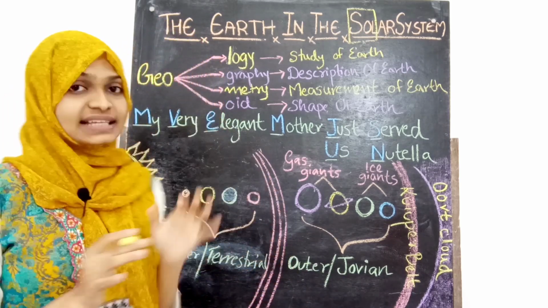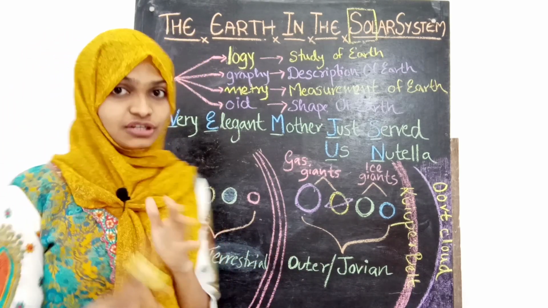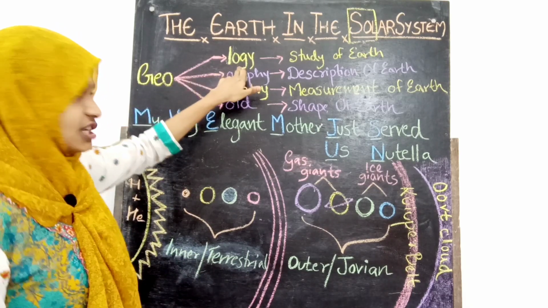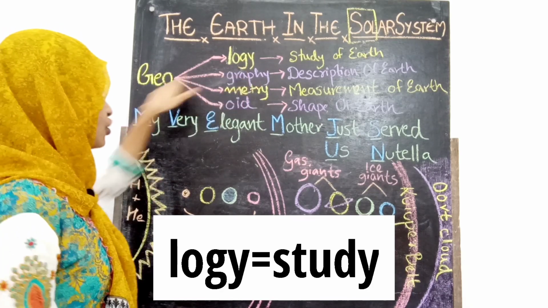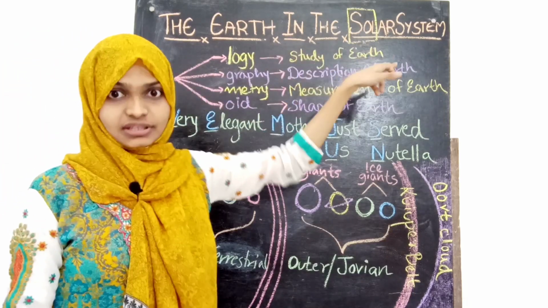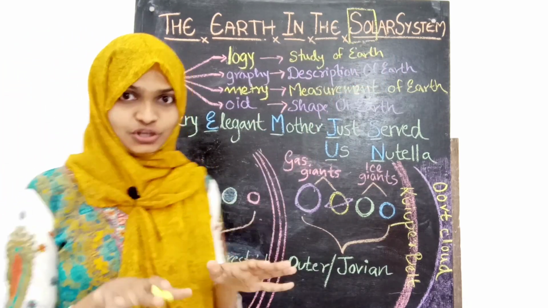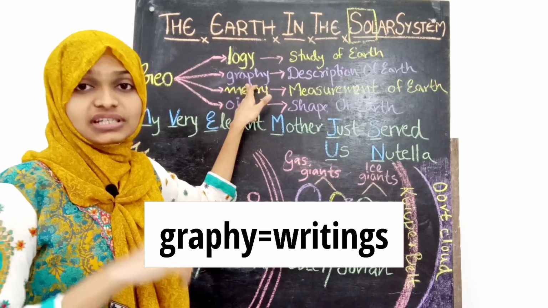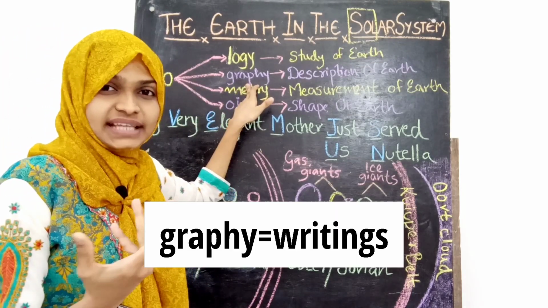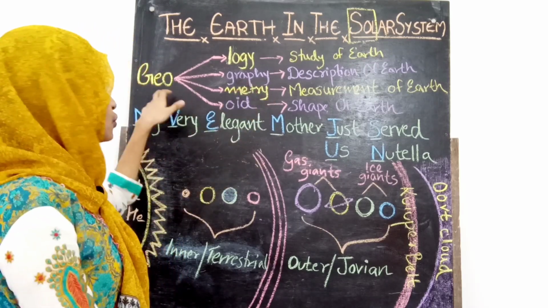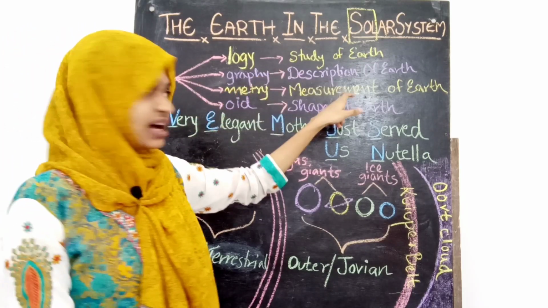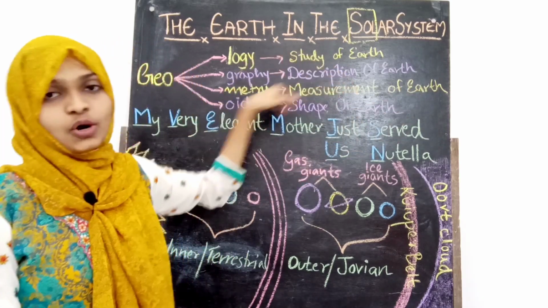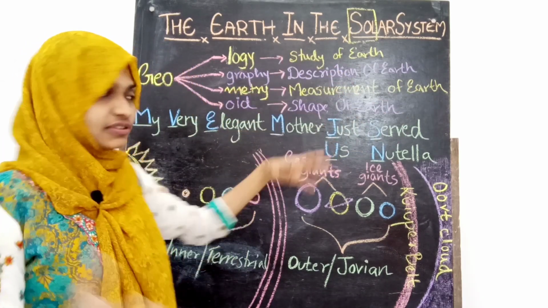Now Earth has its name from a Greek origin called geo. Geo means earth. So geo plus logy. Logy means study. So geology means the study of earth. So the study of earth is known as geology. And geo plus graphy. Graphy means writings, descriptions or basically the explanation. So geo plus graphy is geography, which is the description of earth. So geology is the study of earth while geography is the description of earth.